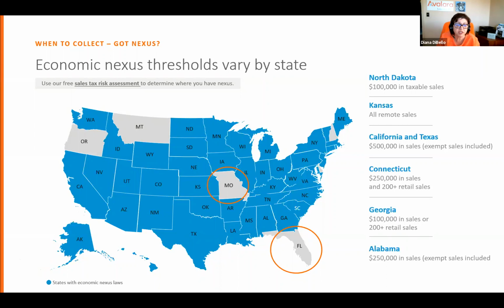Some of these thresholds I'm going to go over: California and Texas are $500,000 in sales, but that includes exempt sales. Whereas in Connecticut, it's $250,000 in sales and 200 transactions, so 200 retail sales, not wholesale sales. Georgia is only $100,000 in sales or 200 retail sales. So you really need to understand what sales are going to be included in these thresholds, and that has changed over the past couple of years.